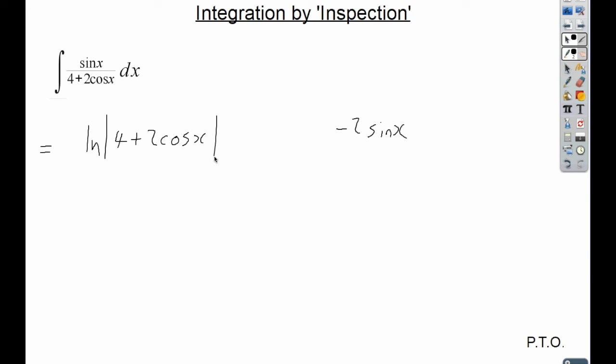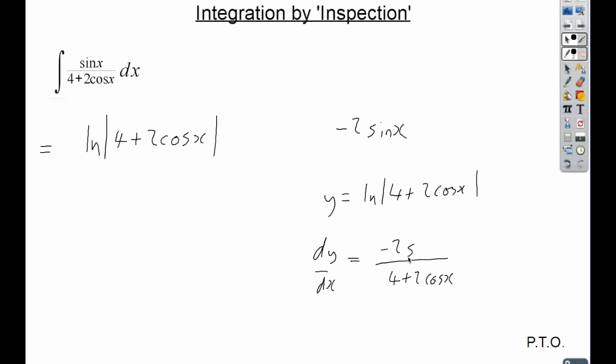Natural log of 4 plus 2 cos x. Let's just write down over here, when you differentiate natural log of 4 plus 2 cos x, dy dx, you're going to get something over 4 plus 2 cos x, and because of the chain rule, you're going to get negative 2 sine x. So you can see if you just multiply by negative a half, your answer is going to be negative a half natural log of 4 plus 2 cos x plus c. Done.